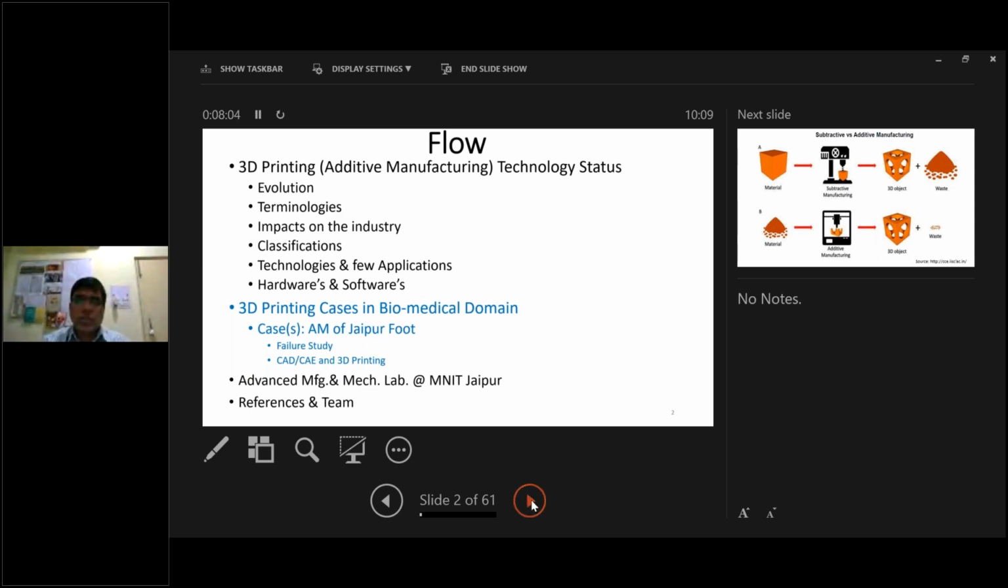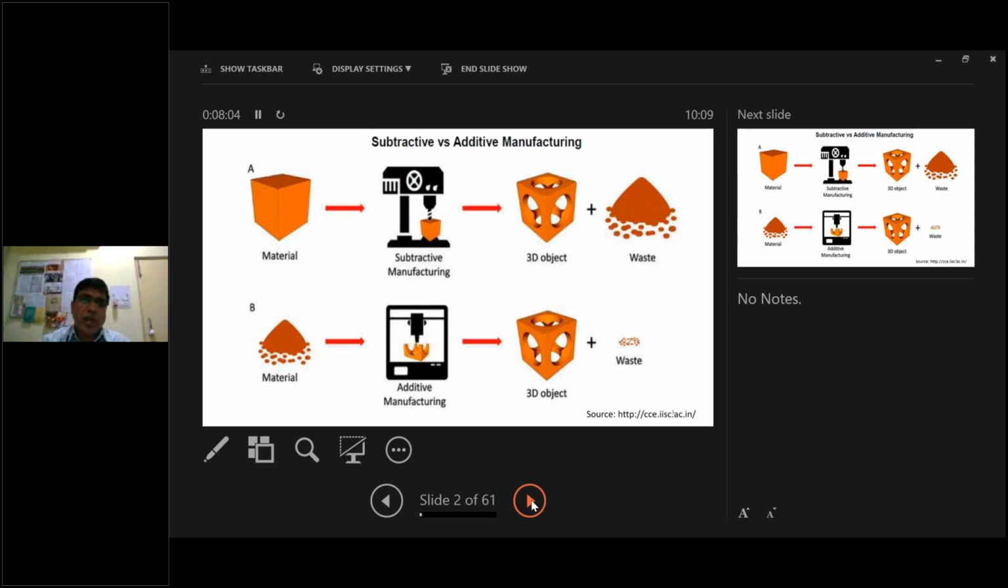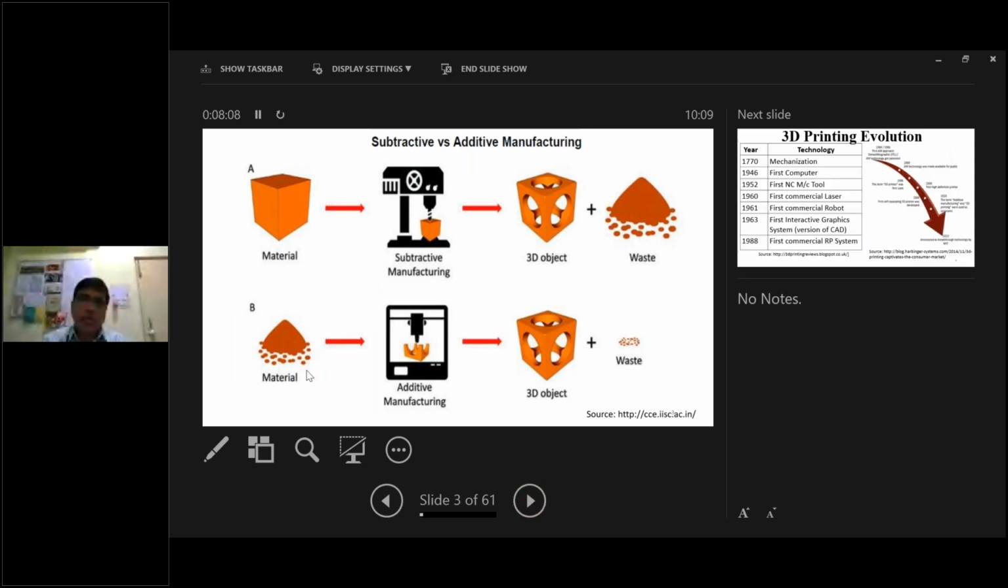This is one particular slide which talks about the difference between subtractive and additive. We all know what is subtractive, we all know what is additive. Subtractive means a minus b, and additive means a plus b, right? What is subtractive? You take a blank, remove unwanted material, so make a minus b, and it becomes subtractive.